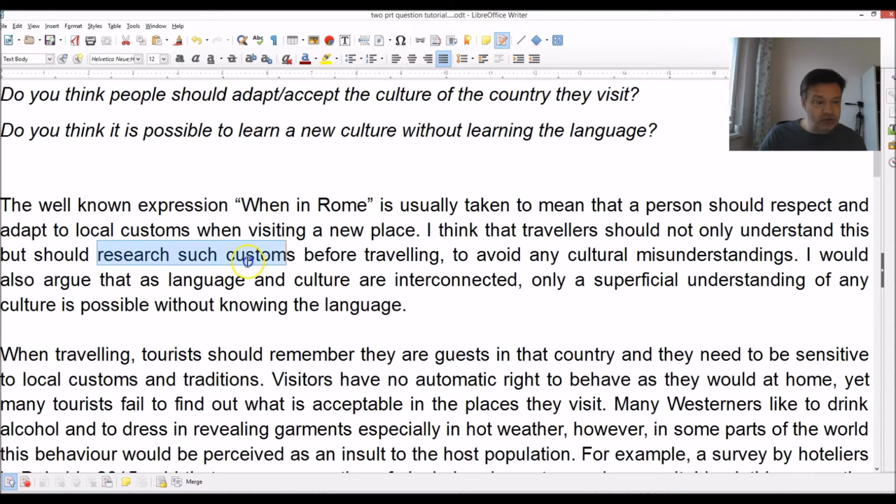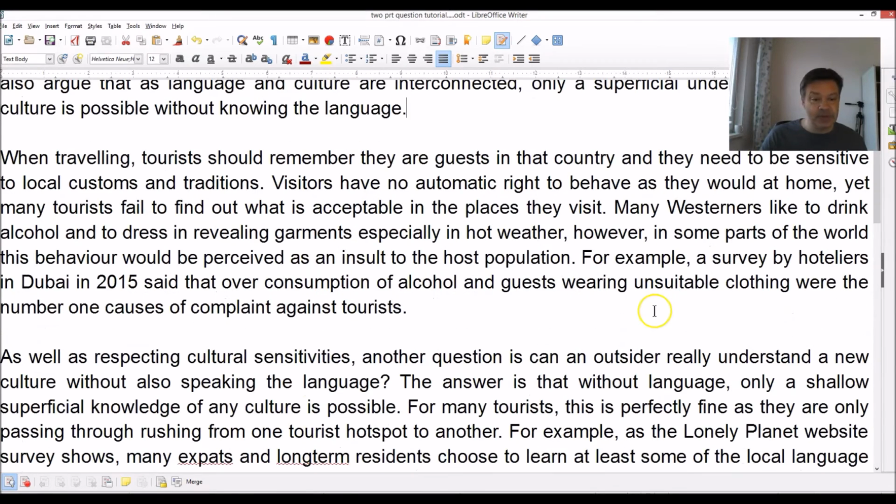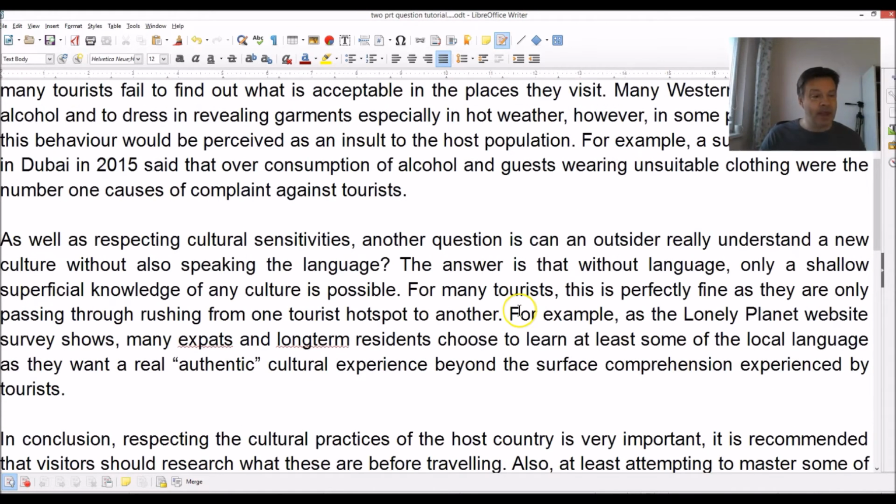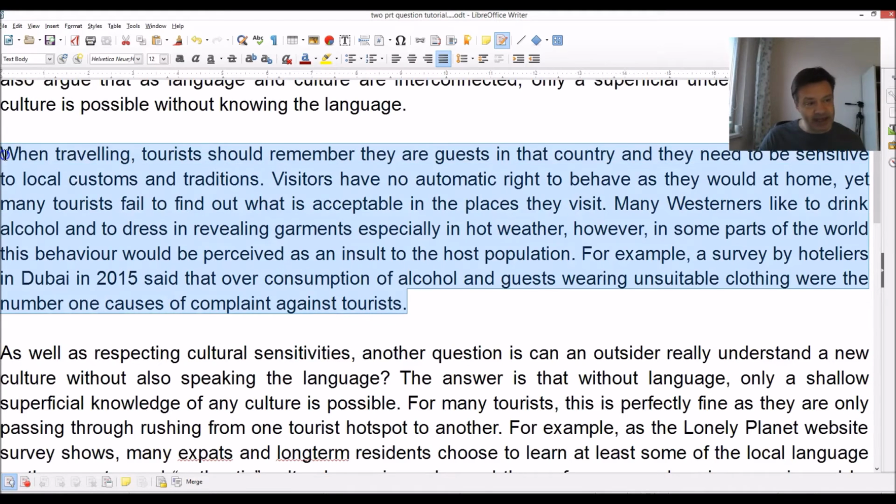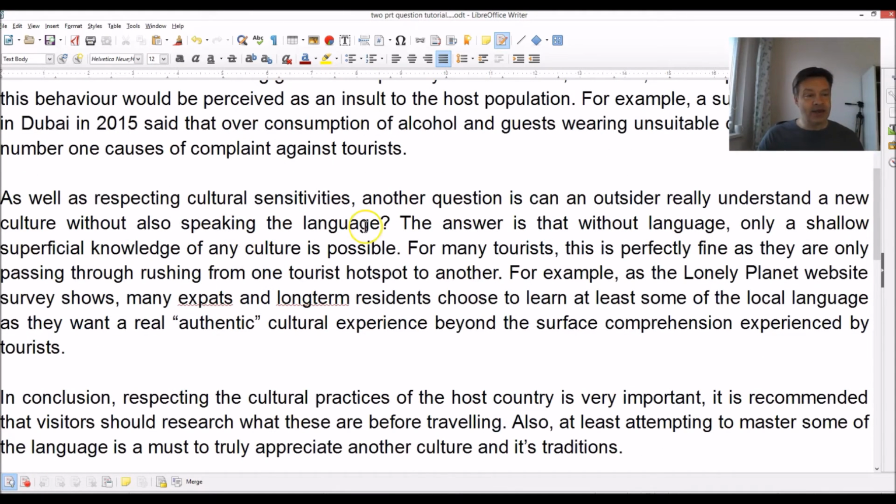Research such customs, cultural misunderstandings. What's acceptable? Misunderstandings, an insult to the host, cause of complaint, need to be sensitive, so that's question 1, okay. Question 2, which connects to the first part, as well as respecting cultural sensitivities, referring back to paragraph 2: can an outsider also understand what's speaking the language? I've answered the question, no.